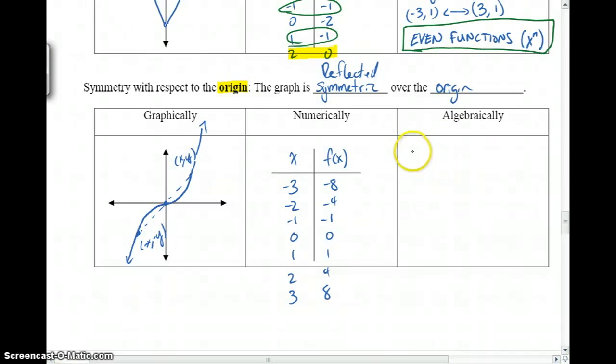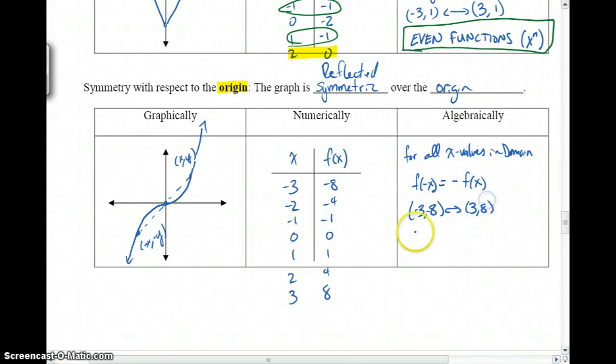And algebraically, for all x values in the domain, we notice something about our function values. We know that f of negative x is actually equal to negative f of x. How do I see that? Well, negative 3 comma negative 8 changes to 3 comma 8. Or if I have an x and y, that's going to relate to a negative x, negative y. I can flip both the x and the y and get the same value.